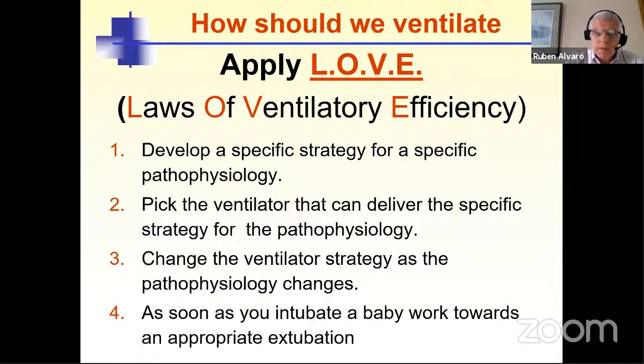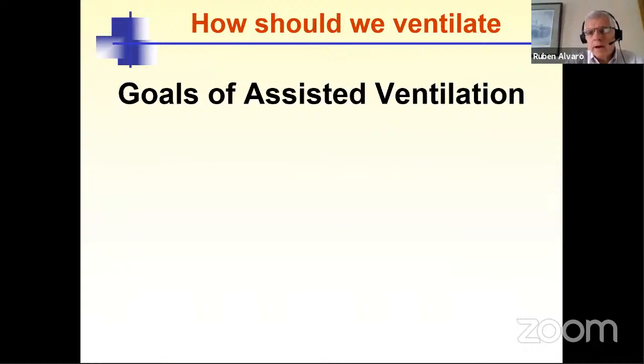And finally, as soon as you intubate a baby, always work towards an appropriate extubation. Intubation is not the default. The default is extubation. So we should always be working on a way to minimize exposure to mechanical ventilation, weaning, and extubation. Now, having said all that, there are some basic principles that apply to almost every single pathophysiology and also to almost all types of ventilators, okay? These are the general rules.